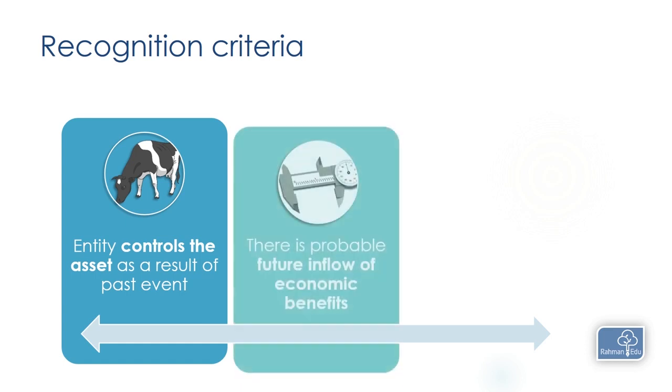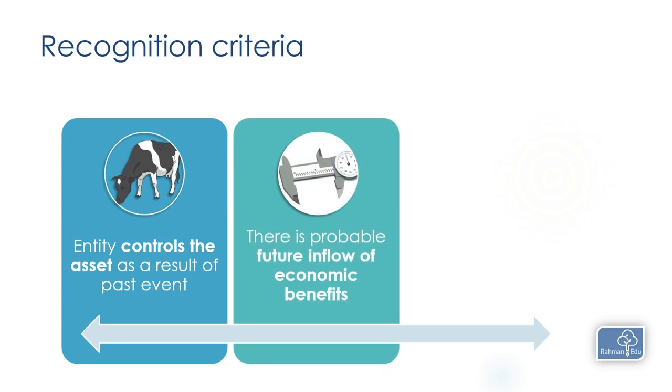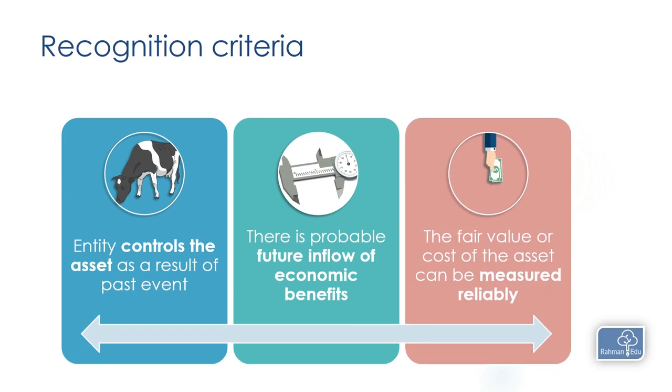Our next condition, there is probable future inflow of economic benefit. Means maybe you can sell this cow, you can consume this cow, or you can bear agricultural produce using this cow. And number 3, the fair value or cost of the asset is reliably measurable. If you cannot reliably measure a cost or fair value, how can you recognize it? You need to show a value. You cannot do that if you cannot measure it.